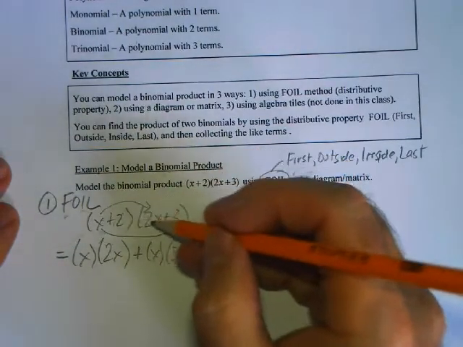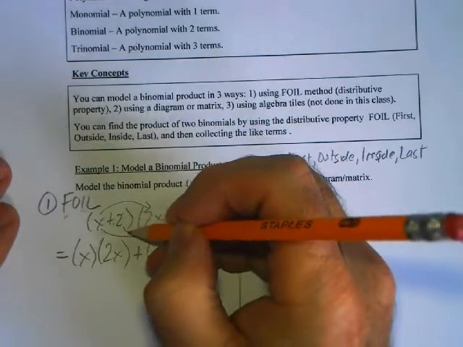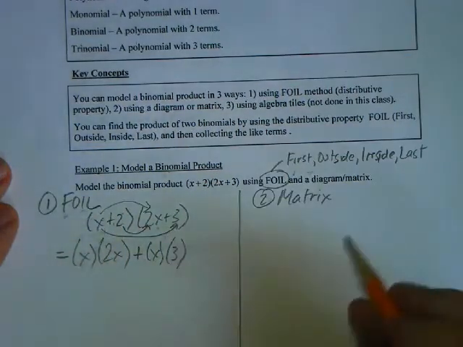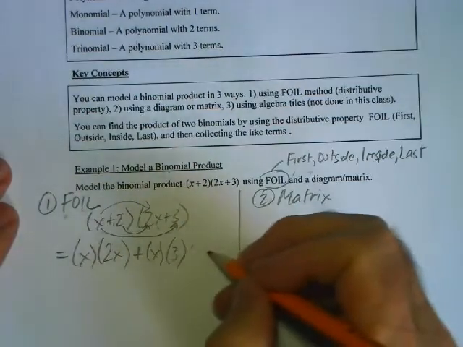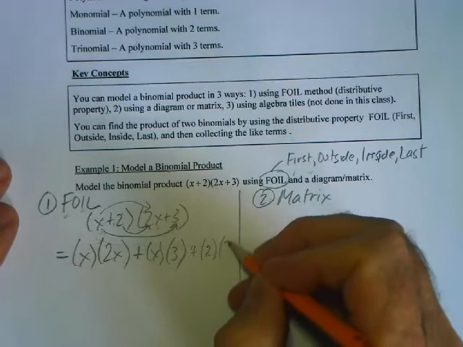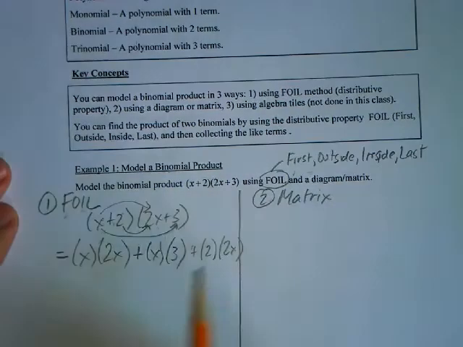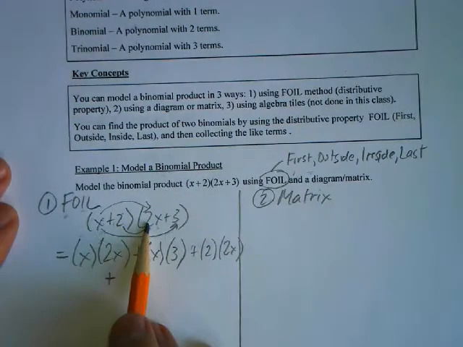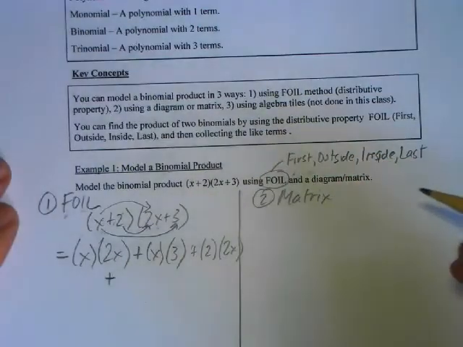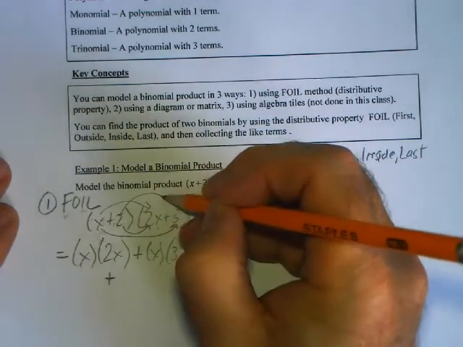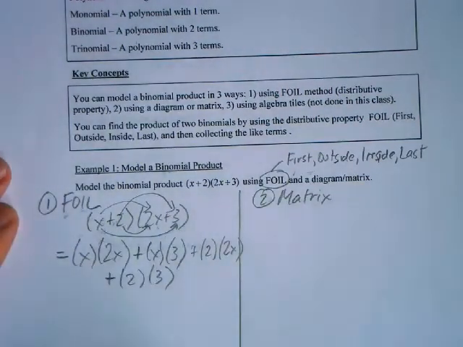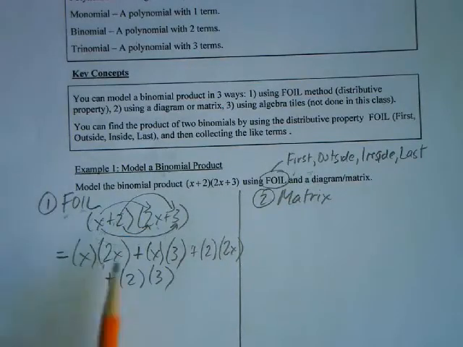And now the inside, you can see the inside is going to be the two terms that are the inside of the four terms. So that's going to be plus 2 times 2x. Okay, I'm running out of room, but I'll just add the last part here. So that was the inside, 2 times 2x. And then the last are the last two terms in both. So the 2 and the 3. So multiply 2 times 3. So there's our first multiplication, our outside multiplication, our inside, and our last. You'll always have 4.